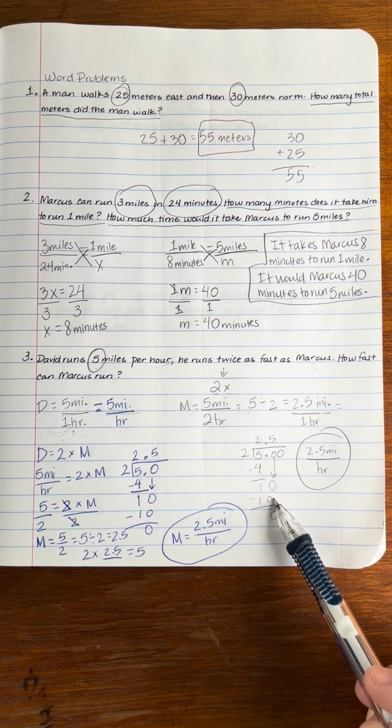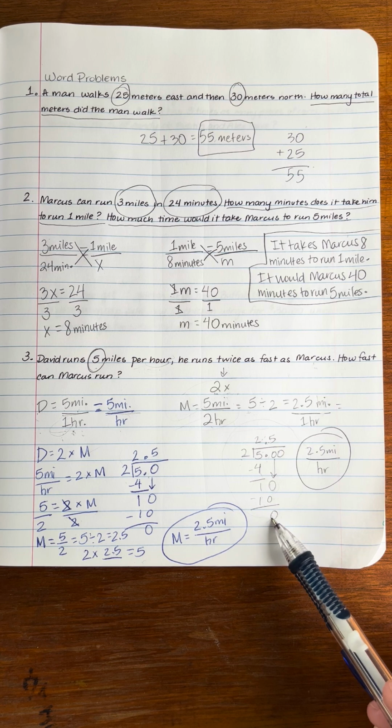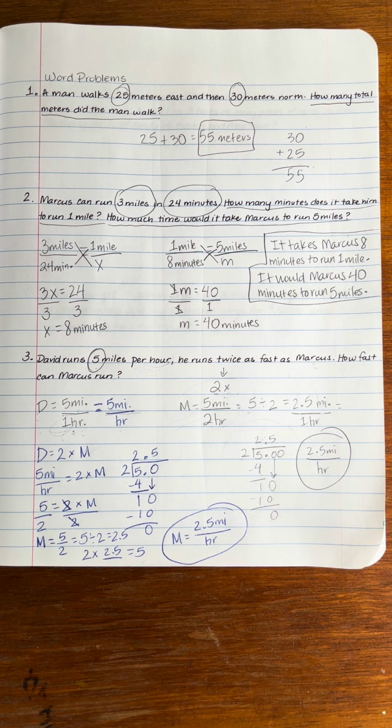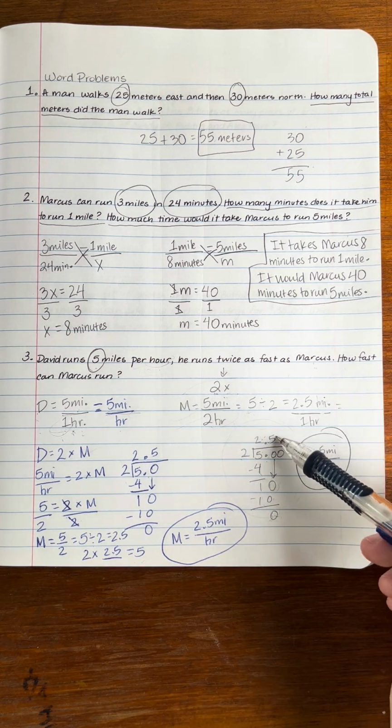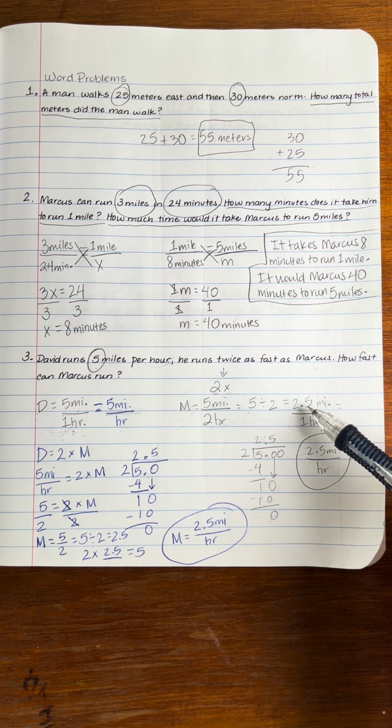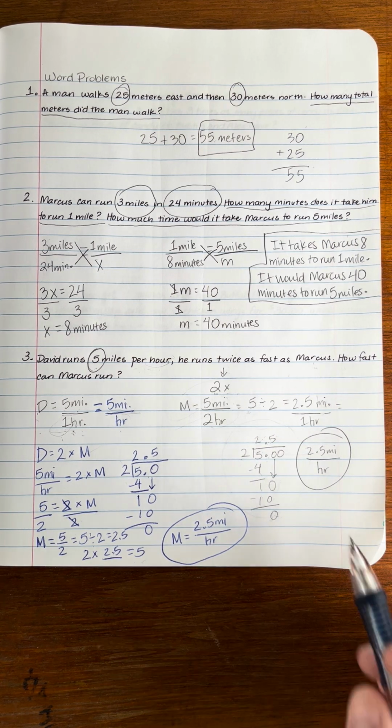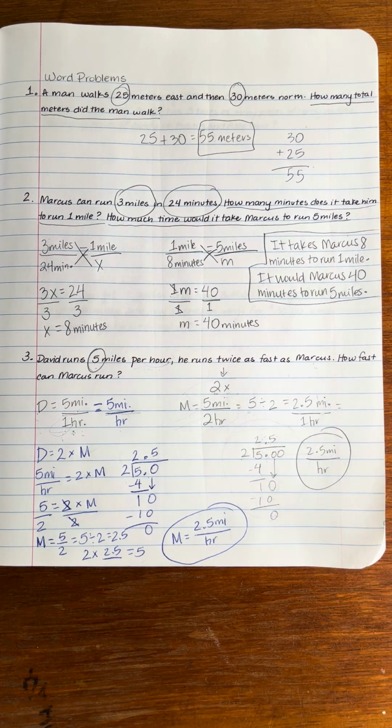And then what's 10 minus 10? Well, that's 0. So once I get to the 0 and I see that everything's been covered, I can stop that division and just say that my quotient is going to be 2.5. Well, 2.5 what? 2.5 miles per hour, right? Because we always want to keep our units, okay? So that's one way of explaining it.